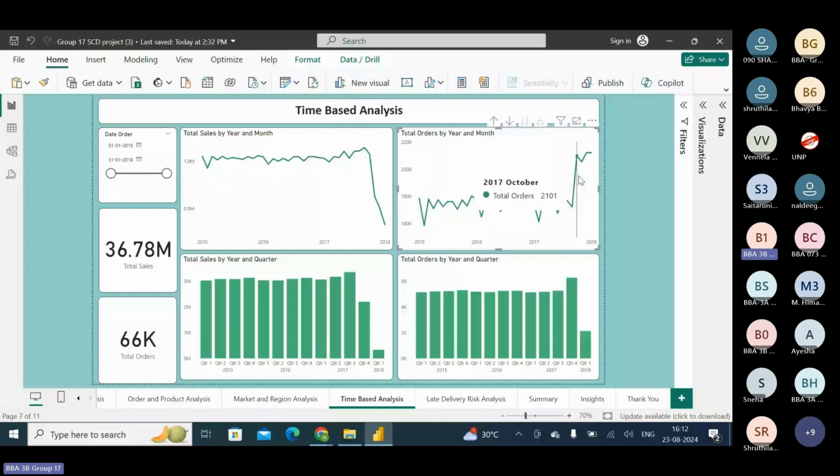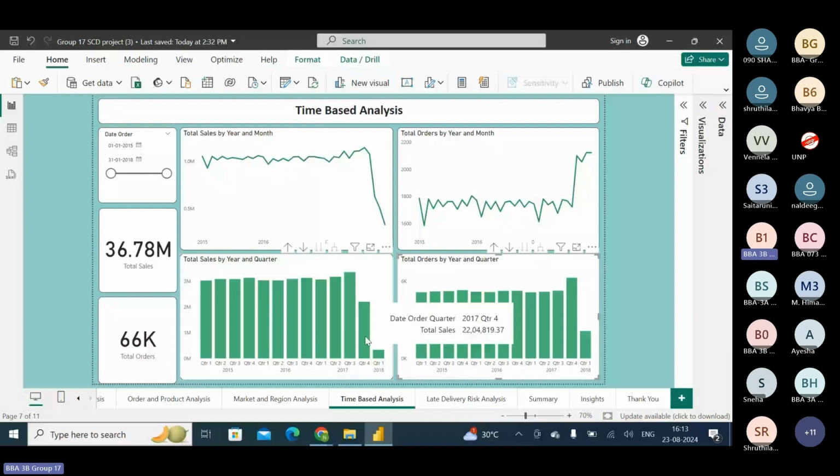Comparing the third and fourth charts, the total sales by year and quarter, and the total orders by year and quarter, the seasonality of both sales and orders shows a strong increase in Q4 in 2017, likely due to holiday shopping, followed by a drop in Q1 in 2018. This suggests seasonal effects or successful promotions in late 2017.